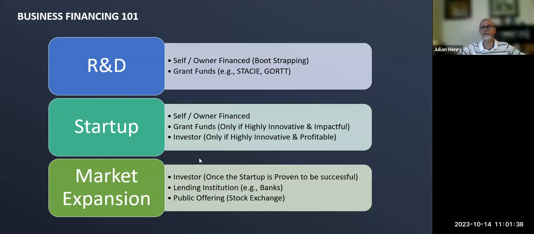Okay, so that's the type of funding that you normally want to keep in mind when you do a pitch proposal. You have to know what you're asking for. Are you at the R&D phase and you're looking for funding for research and development? Are you at the startup phase and you're looking for seed capital just to get you started? And that's like basic equipment.